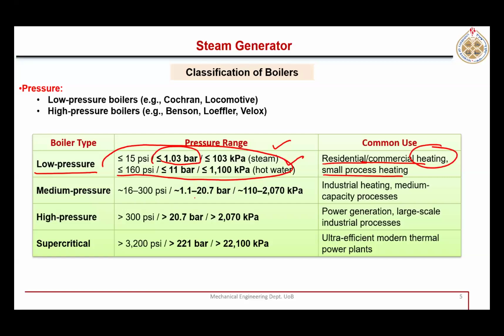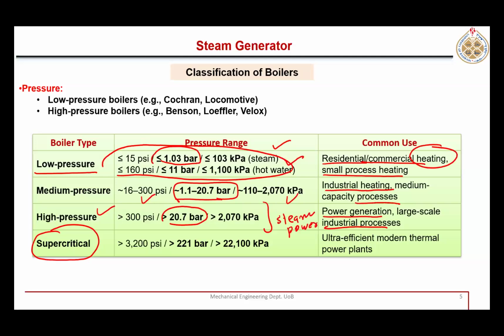For example, the boilers which are used in residential or commercial water heating systems or small process heating in industries. Medium pressure, if we are producing steam in this range from 1.1 up to 20 bars, right? These are used, for example, in industries for different heating and processes, and these are called medium pressure boilers. High pressure boilers, higher than 20 bars, right? For example, in power generation and large scale industrial processes. Then we also saw in chapter 2, this is mainly the range for a normal steam power plant.